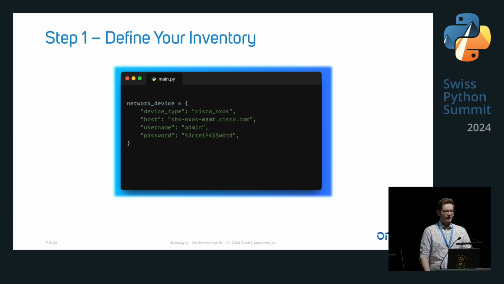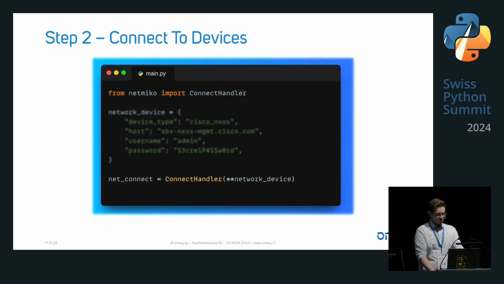Now, by default, Netmiko is using port 22 for SSH. And if your device is using something else, you should also add that in here. Once we specified that inventory, it's time to connect to the device. To do that, we import the ConnectHandler class from Netmiko, and we can then create an instance of the ConnectHandler class and simply pass in the whole dictionary that we created previously. So if you execute the script right now, you would have an SSH connection to one of your devices.